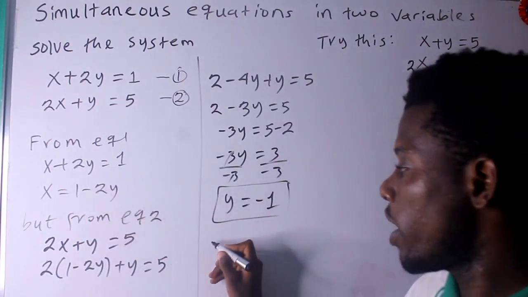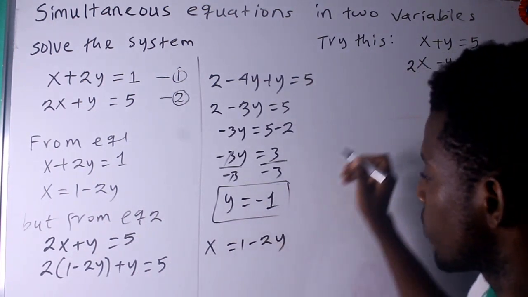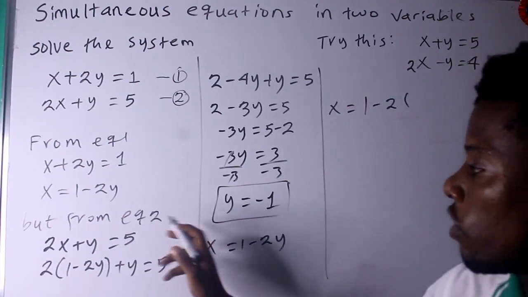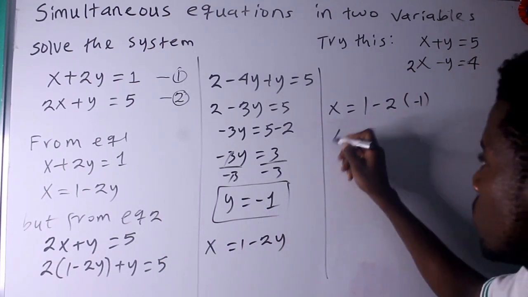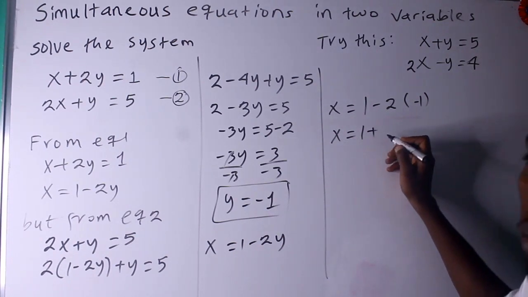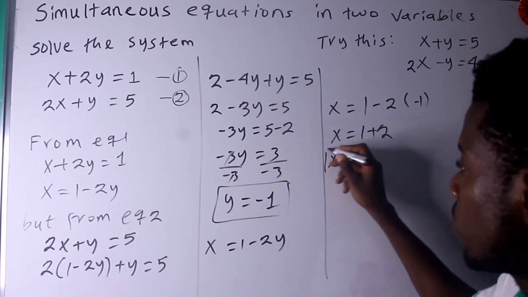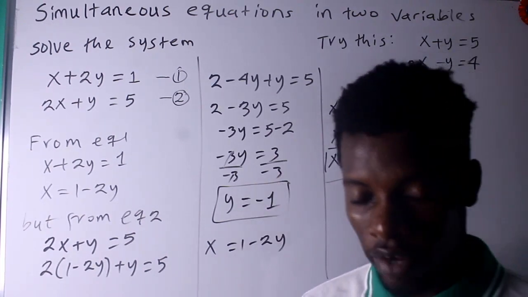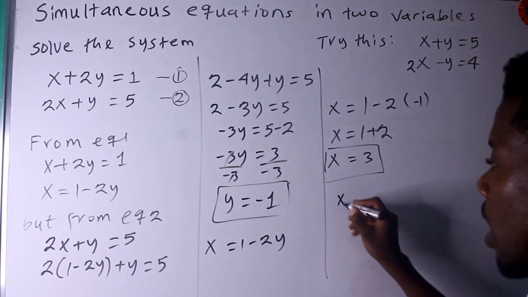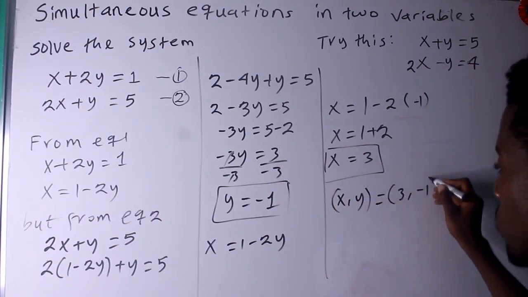So I'll have x is equal to 1 minus 2y. Substitute this value, I'll have x is equal to 1 minus 2 times the value of y, which is negative 1. So x is equal to 1. Negative 2 times negative 1 is positive 2. 1 plus 2, and x is equal to 3. Therefore, x is equal to 3 and y is equal to negative 1. And the solution to this question will be (x, y) equal to (3, negative 1).